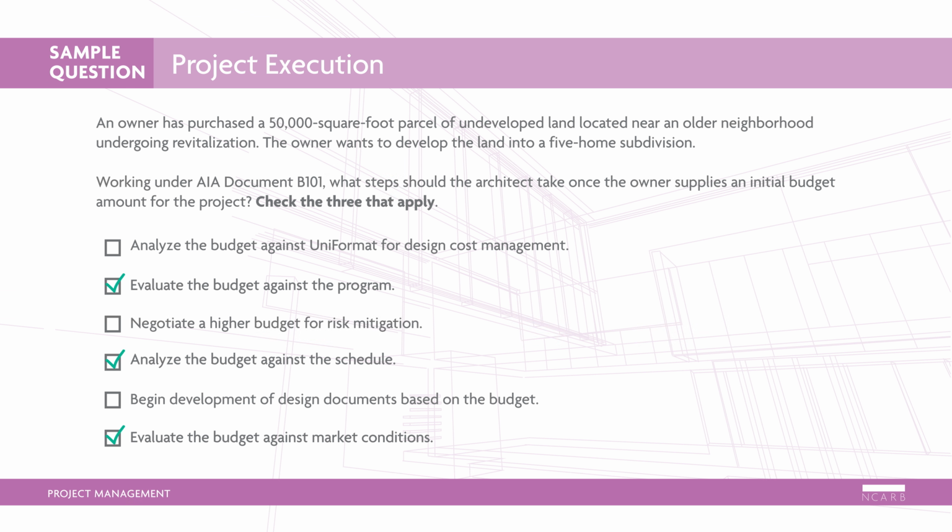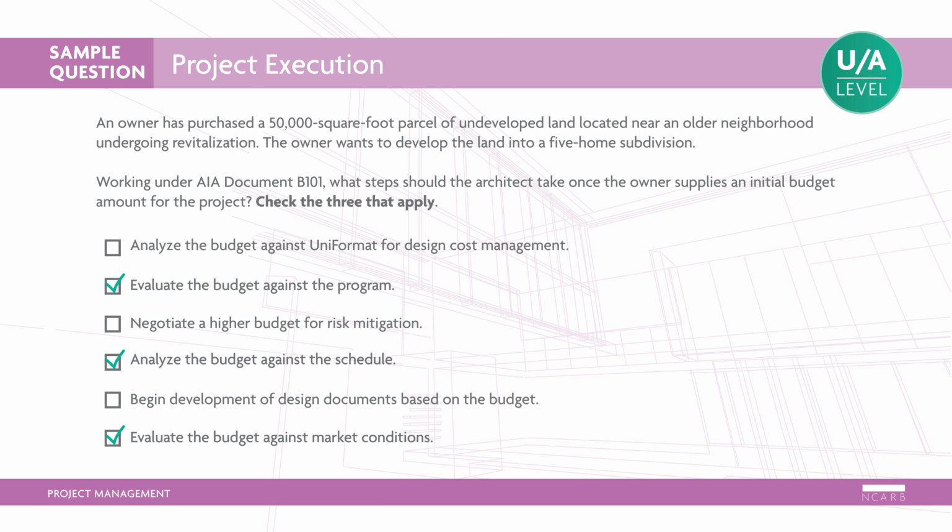According to AIA document B101-2017, the architect should always evaluate a budget amount with respect to the stated program, anticipated schedule, and market conditions. The architect should not begin the development of design documents without first understanding the budget amount and its impact. Negotiating a higher budget as a risk mitigation technique is not a wise strategy and may jeopardize the project. Uniformat is a classification system used for estimating construction costs and does not apply to project budgeting.